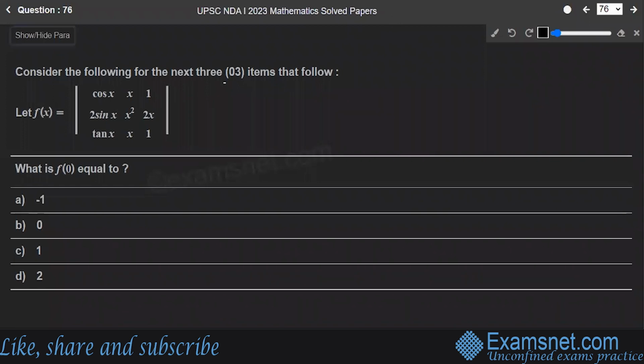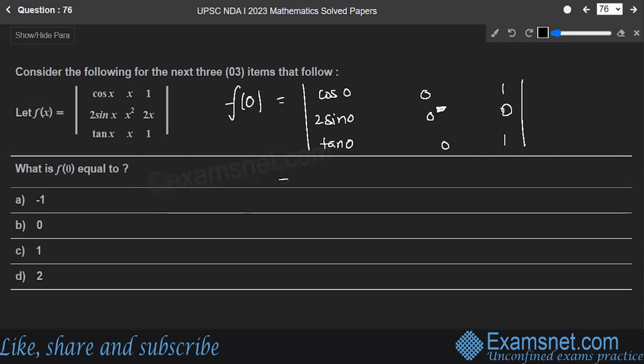Question number 76, 77, and 78, these three questions will be using this statement. f(x) is equal to the determinant of this matrix. You have to find out f of 0. Actually pretty easy. f of 0 is equal to the determinant with entries cos 0, 0, 1, 2, sin 0, 0 square, and tangent of 0, 0, and 1. This is equal to 1, 0, 0, and 0, 0, 0, 1, 0, 1.